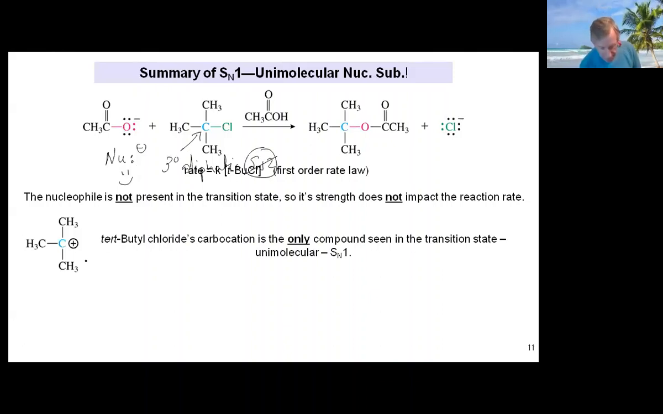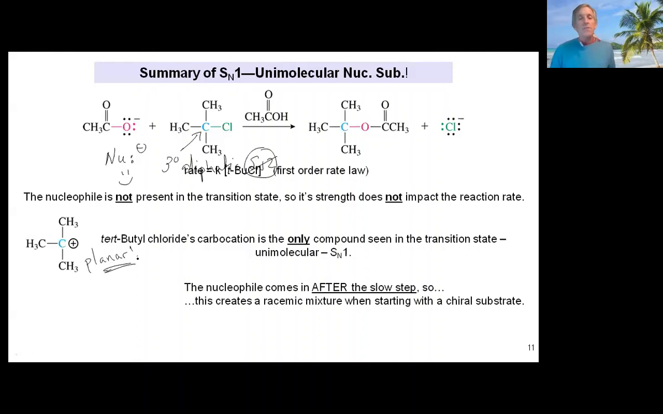And remember, this is planar. That becomes important for stereochemical reasons if you ever have a chiral atom there where the leaving group's attached. And the nucleophile will always come in after this slow step, and therefore this creates that hideous racemic mixture if it's chiral. Also keep an eye out for rearrangements, hydride shifts, methyl shifts, and resonance. These will move this carbocation and then the nucleophile might add in a completely new place. Tricky, tricky, tricky. I guess that's got to be the case in Orgoland, huh?